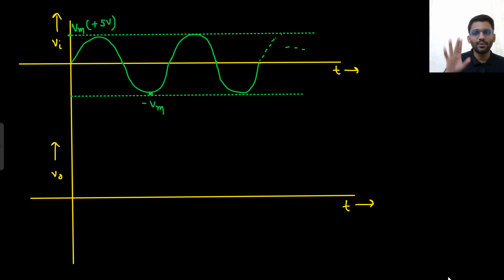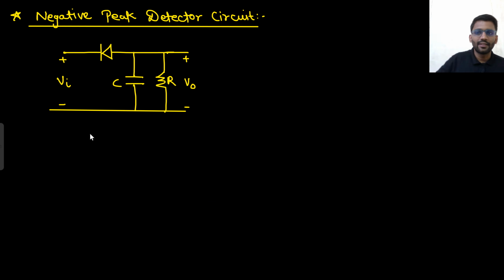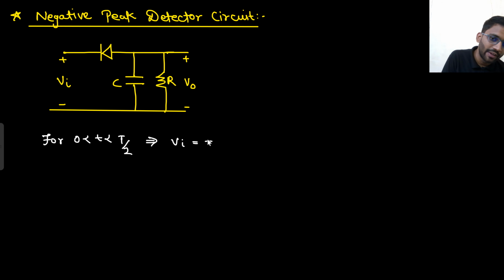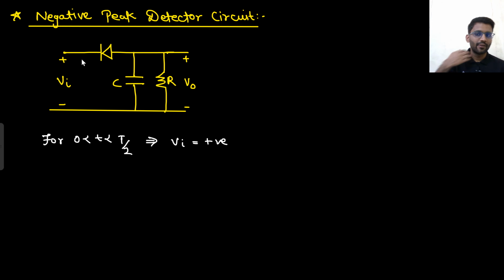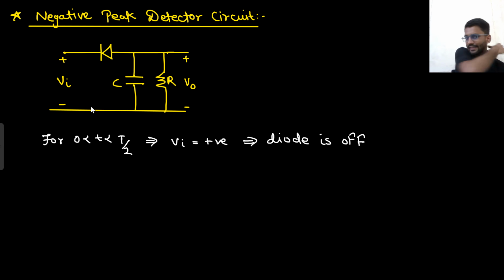The same input is given. You can analyze the circuit on your own. Tell me one thing. For 0 to T by 2, Vin is positive. For this complete cycle, Vin is positive. What will happen? The diode will not even get turned on. For the complete cycle, diode is off.